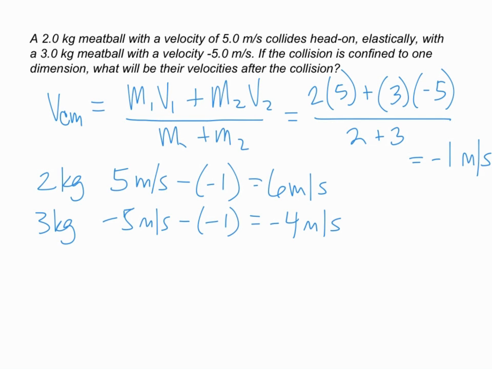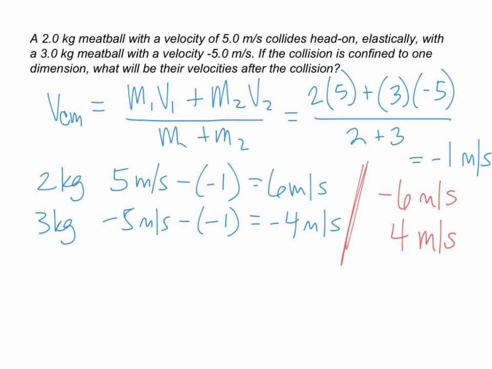All right, well, what happens is that after the collision in this center of mass frame, let me go ahead and do my after over here. After the collision, this 2 kilogram object will move at the same speed but in the opposite direction, so -6 meters per second. And after the collision, the 3 kilogram will move the opposite way, so it'll bounce off and move at 4 meters per second to the right.